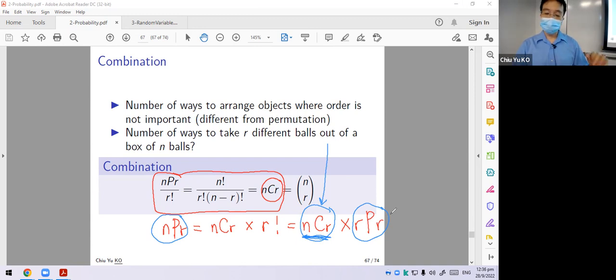Right. So for each, you pick r balls, and it gives you r different balls. Okay. How many ways can you rearrange them? It's just r P r, right? r balls, you just put them there. Okay. And this, why do you multiply? This is coming from the multiplication rule.